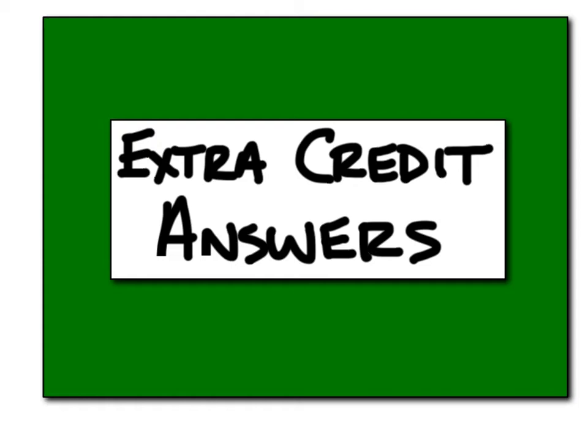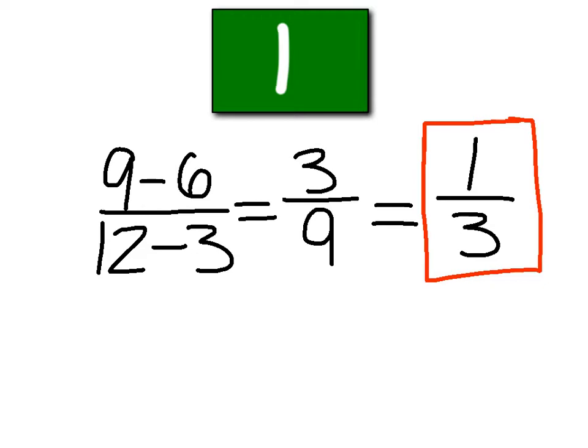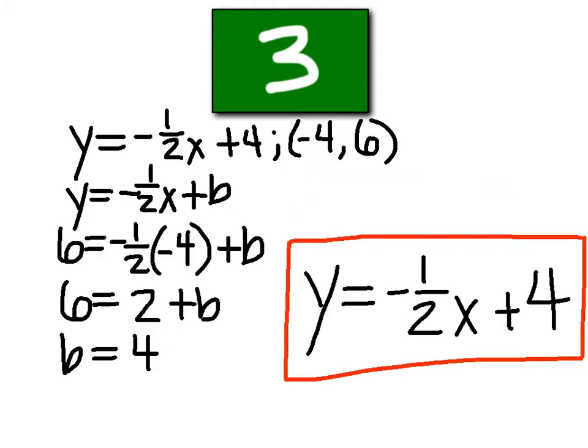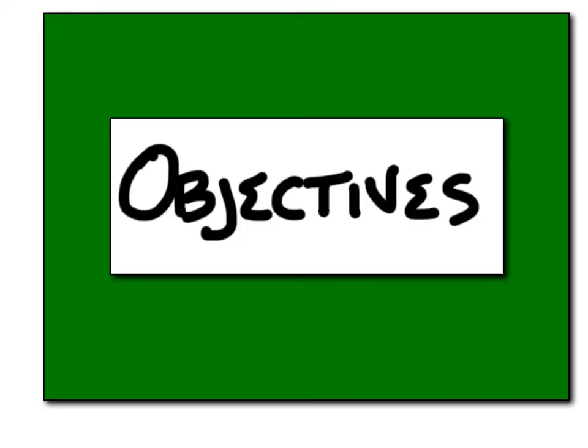Alright, if you did the extra credit, go ahead and bring your answers on up. The answer for the first extra credit problem is 1/3. Number 2 is y equals 2x minus 2. And number 3 is y equals negative 1/2 x plus 4.